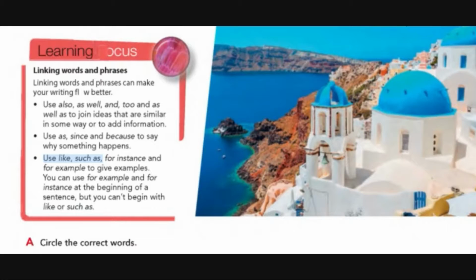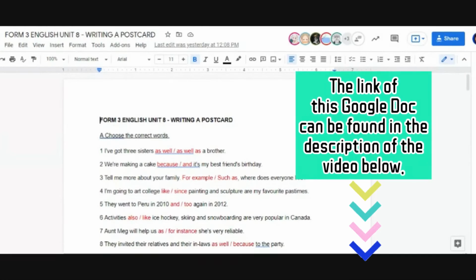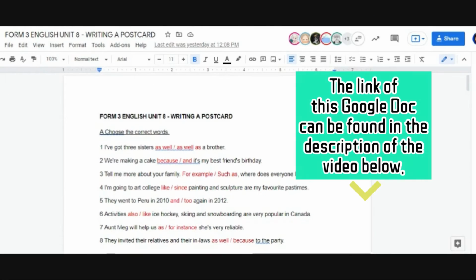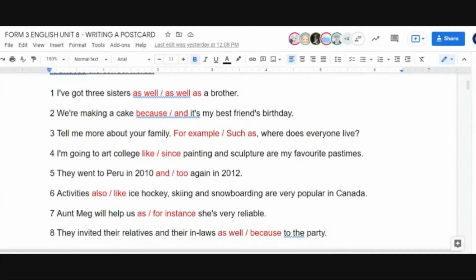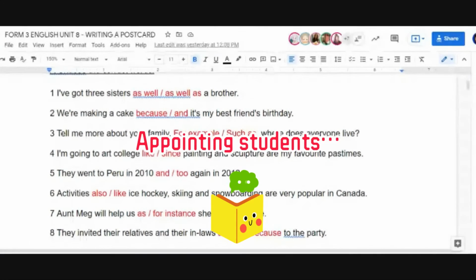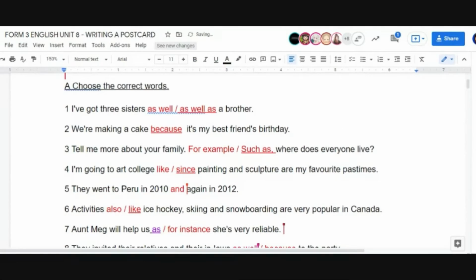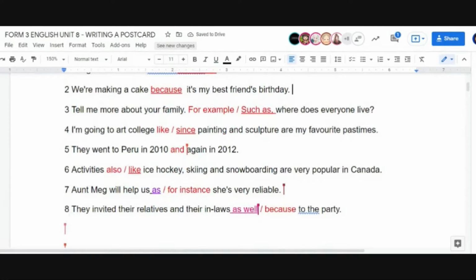Okay. All right. So now I will paste the link of the Google Doc. So now very quickly we're going to do this activity. For activity A, number 1 to 8, you need to choose the correct linking words. So now I will assign 8 students to very quickly choose the correct linking words or phrase for each one. Okay. All right, so we have all the answers already.